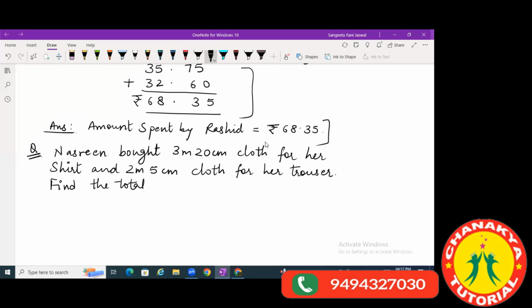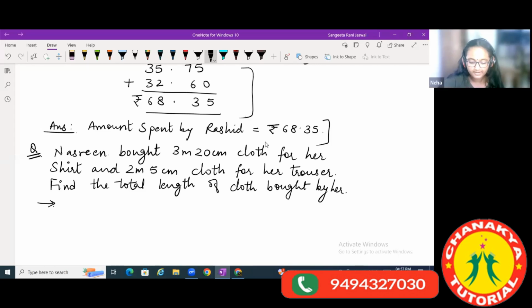Find the total length of cloth bought by her. Okay? So, now Neha, tell me the first statement.